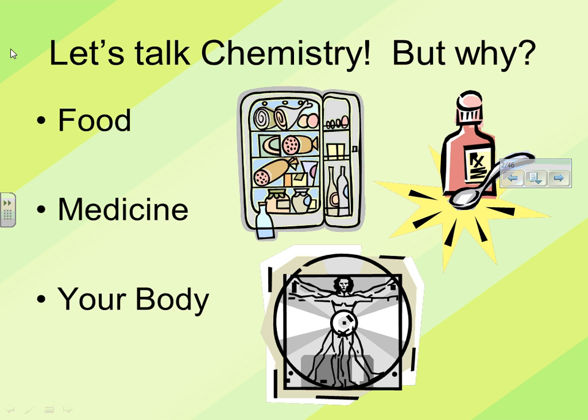Now, why are we talking about chemistry and anatomy? Well, chemistry is everywhere in the body. When we take the food that we eat and break it down for energy and for muscles, that's chemistry. When we take medicine, that would be a form of chemistry, right? Basically, any type of reaction that happens in our body would be a form of chemistry.